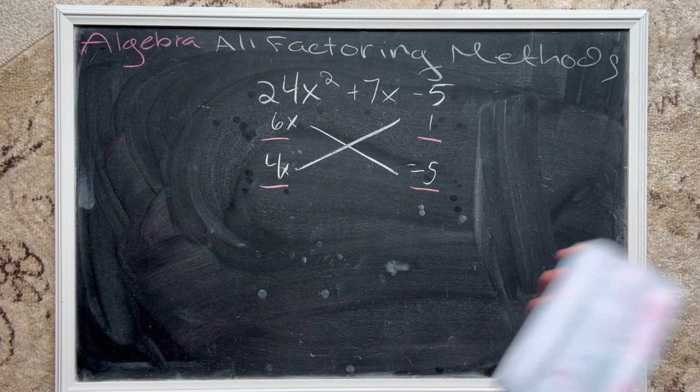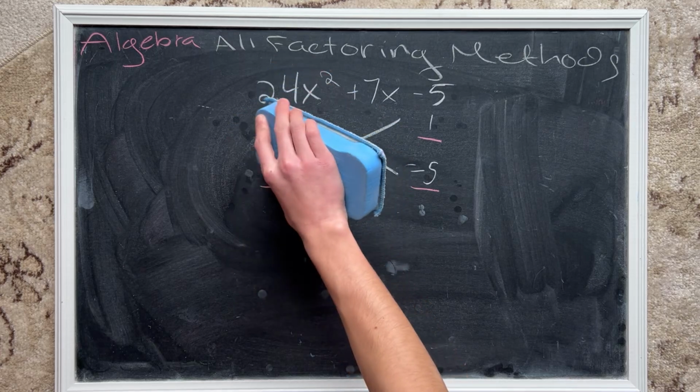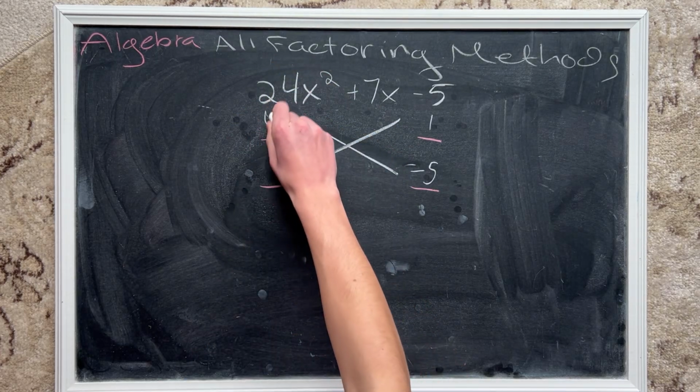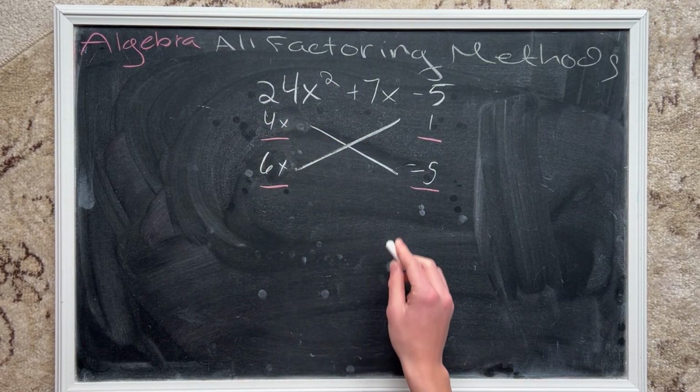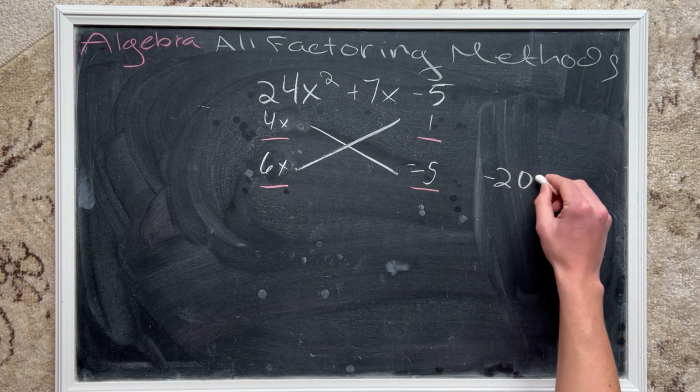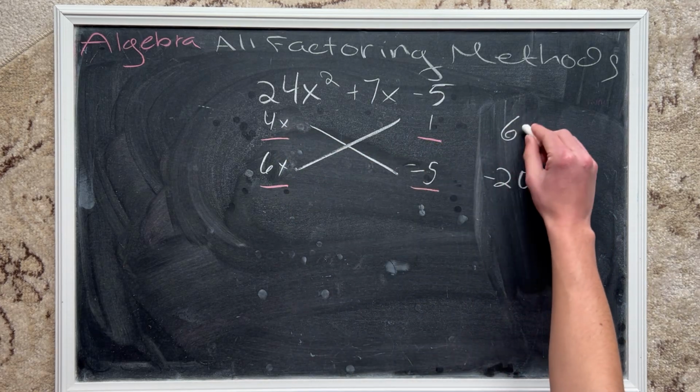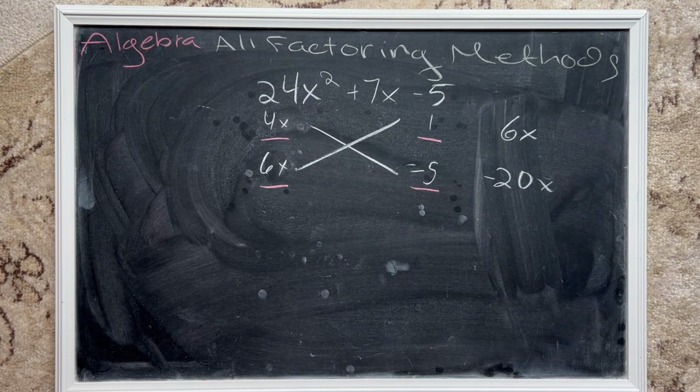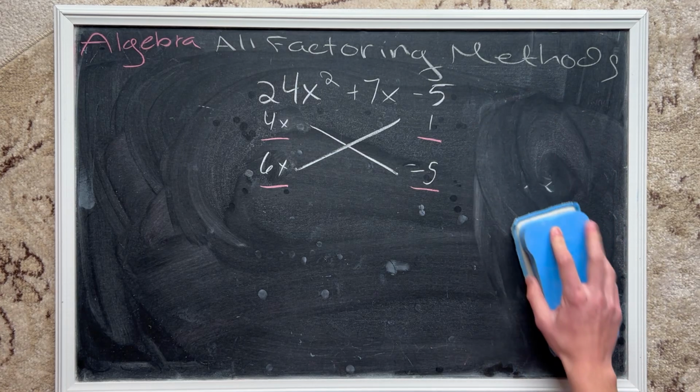On this side, maybe we'll try flipping those two places. So put the 4x on top and the 6x on bottom. We end up with -20x and 6x. That would equal negative 14. That's not quite what we're looking for.